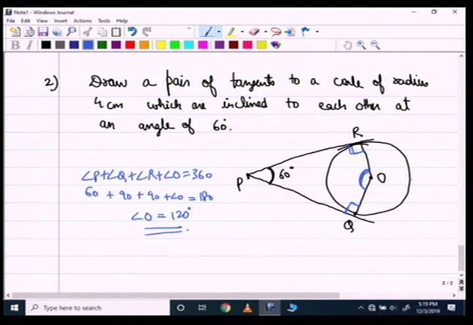Is this clear to all of you? Like how I have calculated the central angle ROQ? Because the angle between the radius and the tangent is 90 degrees, we all know. That angle P is given as 60 degrees. So by applying the angle sum property of a quadrilateral, we can find the remaining last angle.